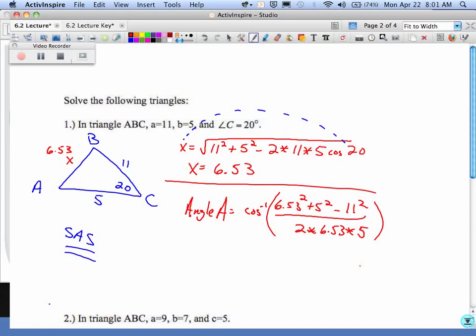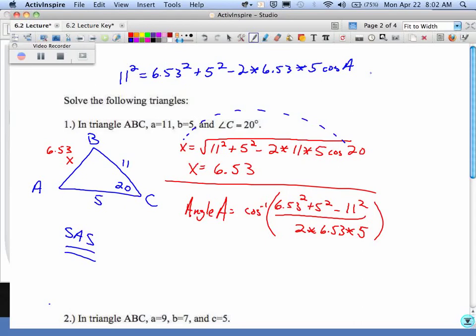Now some of you might want to write that down differently. Depending on if you had an Algebra 2 teacher, you might have always written it the regular way, and then subtracted the squareds over, gotten the answer on the calculator, divided by -2 times 6.53 times 5, and then taken the inverse cosine. You can do it either way.